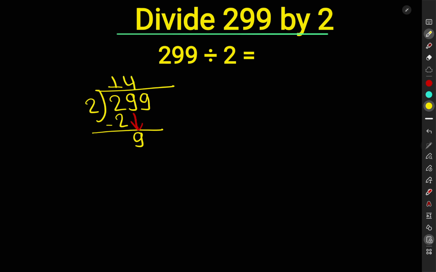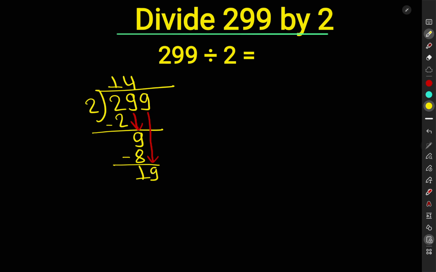So 2 times 4 means 8. On subtracting we get 1. So now this 1 is less than 2, so we again put down the number beside this 9.